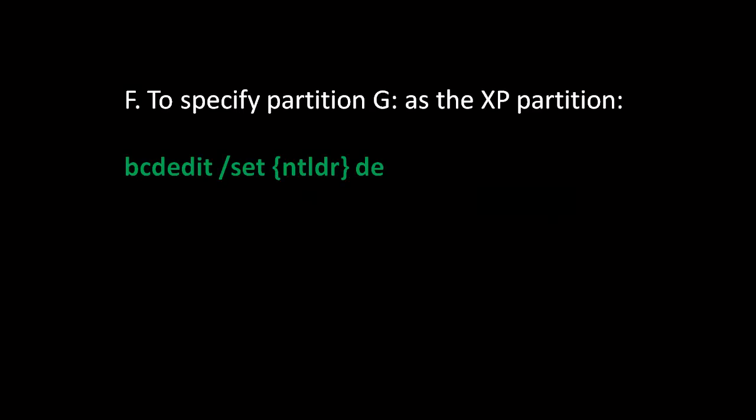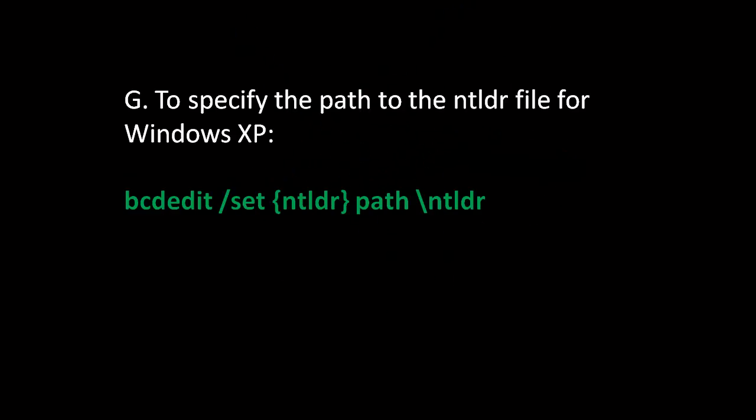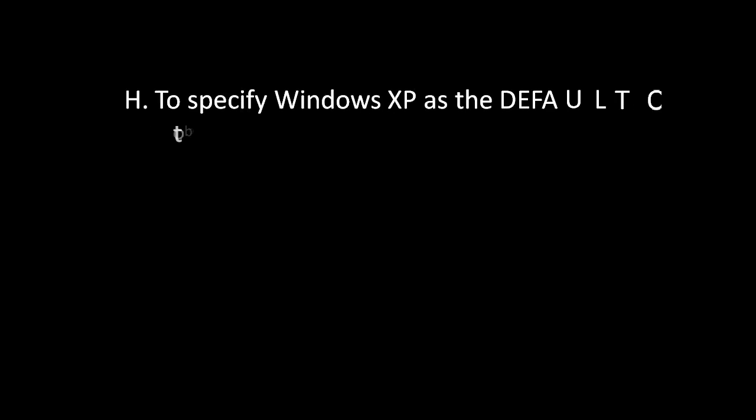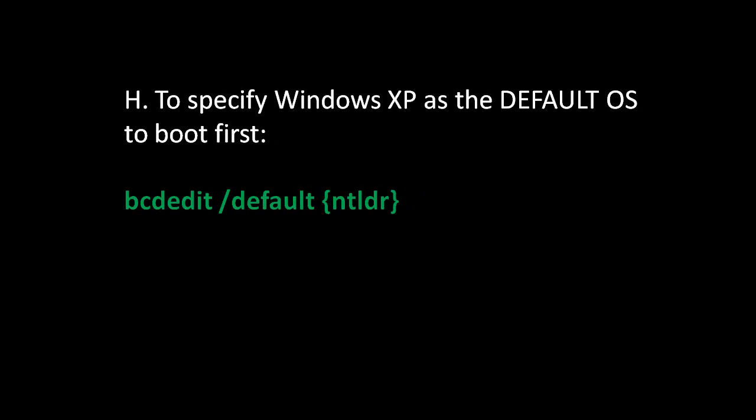In this next example, to specify partition G as the XP partition, I'd use the command BCDEDIT /set {ntldr} device partition=G:. To specify the path to the ntloader file for Windows XP, I would have to use the command BCDEDIT /set {ntldr} path \ntloader. To specify Windows XP as the default operating system that I would like to boot first, I'd have to use the command BCDEDIT /default {ntldr}.